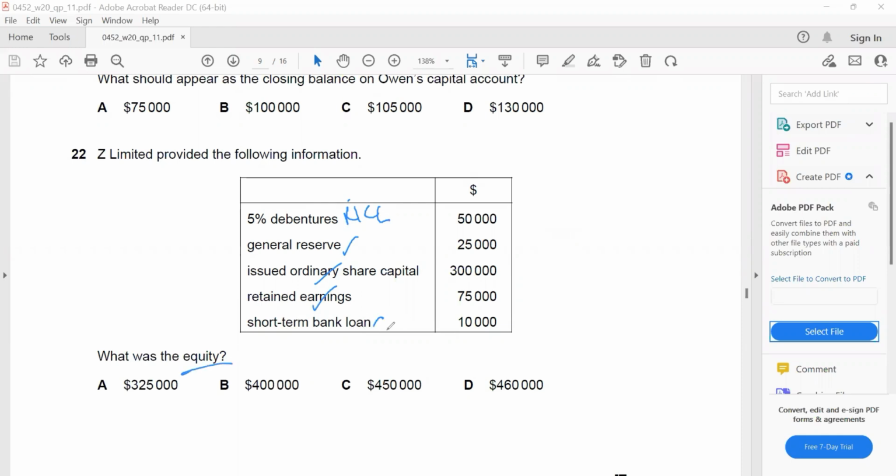Short-term bank loan, this is a current liability. So take these three and add up: 25 plus 300 plus 75. So it's 400,000. So the answer should be B. Next, move on.